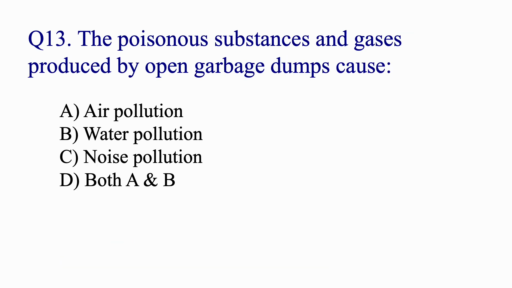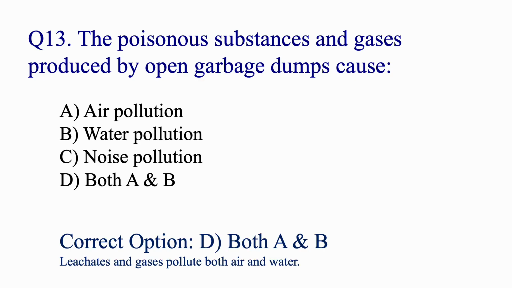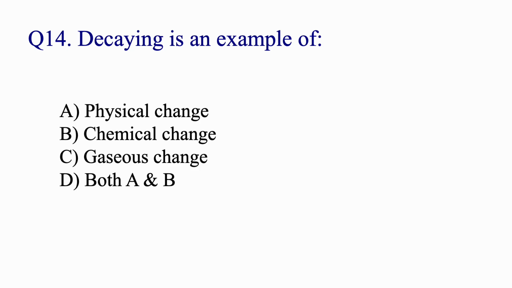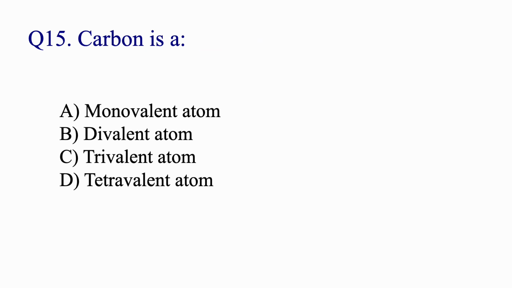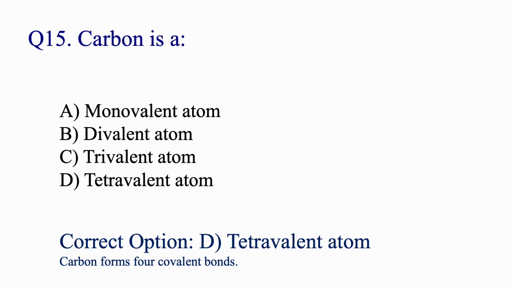The poisonous substance and gases produced by open garbage dumps cause both A and B, air pollution and water pollution. Decaying is an example of chemical change. Carbon is a tetravalent atom because it forms 4 covalent bonds.